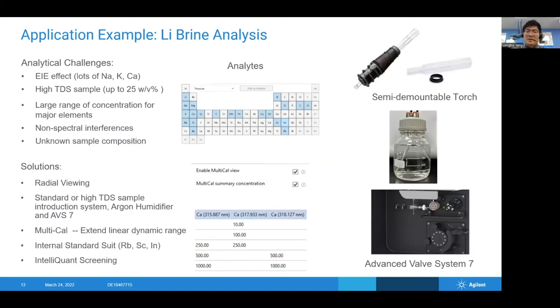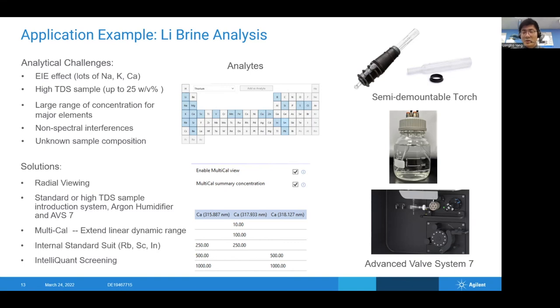And now let's get into some samples. We have a lot of customers in North America working on direct lithium extraction technology from lithium brine. So they are analyzing brine for lithium content as well as other major or trace elements. The challenge with brine samples is that the TDS is extremely high and full of sodium and potassium, which causes EIE effect. Because these are natural samples, the concentration range from some elements are very large. And on top of that, you can end up with unknown compositions because they are geological samples, which makes developing method much more challenging and time consuming.